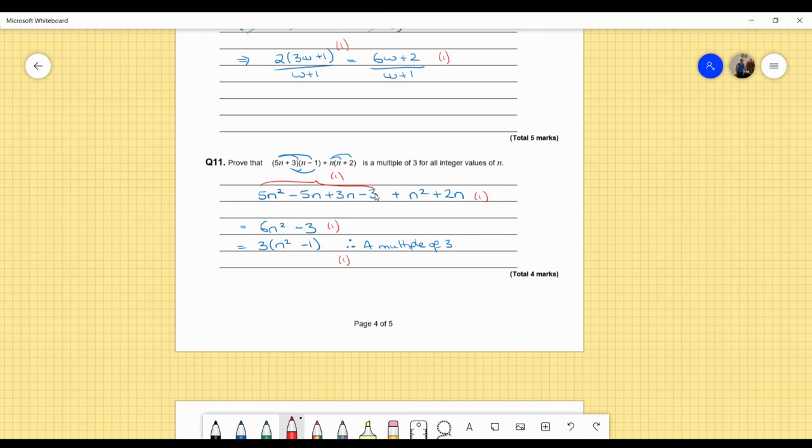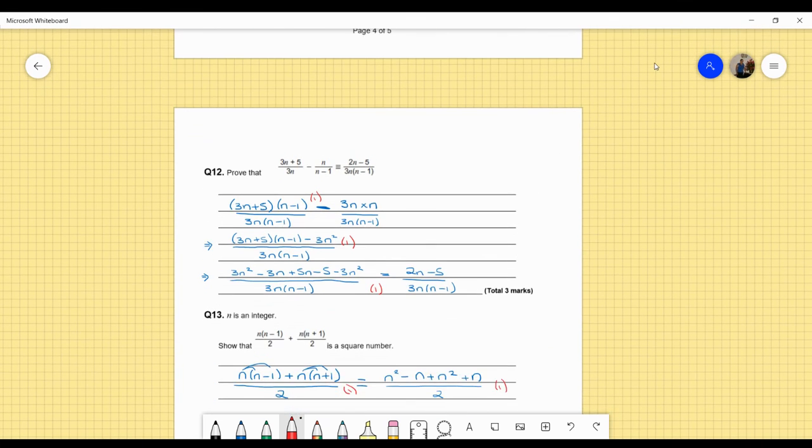If you then have that fully correct plus the second bracket, so n squared plus 2n on the end, you get the next mark. You can then simplify that. So your 5n squared plus n squared gives you 6n squared, minus 5n plus 3n will give you minus 2n, plus 2n will cancel out completely, and then you've just got the minus 3 left, so a mark at that point. And to show that it is a multiple of 3, you had to factorize the 3 on the outside, and therefore you state it's a multiple of 3 for the fourth mark.